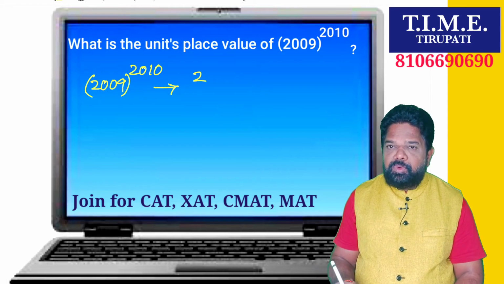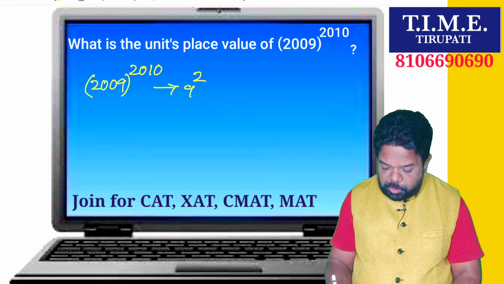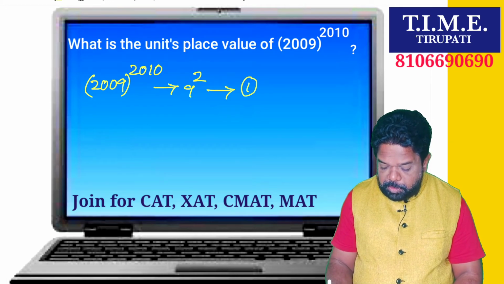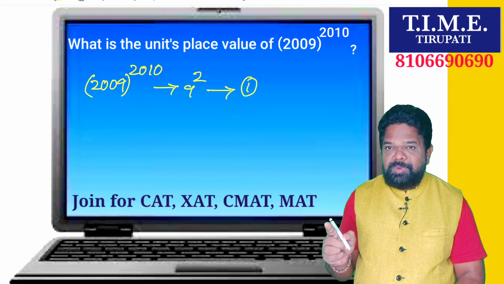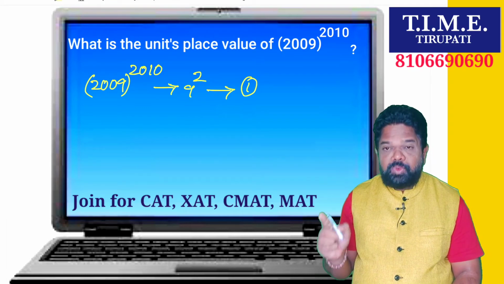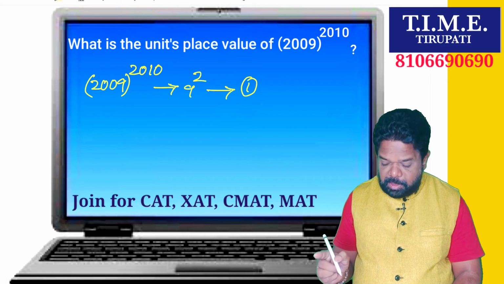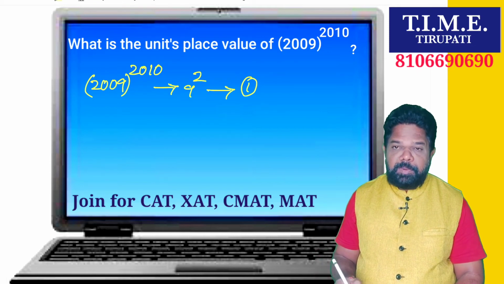What is the units place value in 2009? 9 is the units place value, so 9 square. What is the value of 9 square? 81. In 81, you take only the units place value, 1. We require only the units place value. So 2009 whole power 2010, what is the units place value? 1 is the units place value.